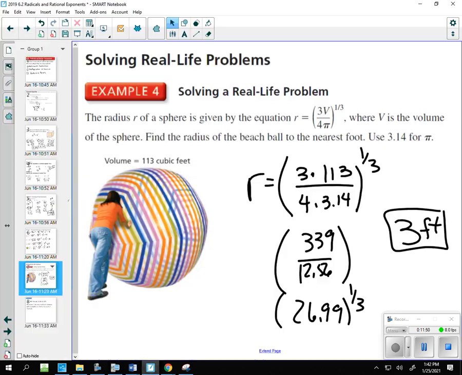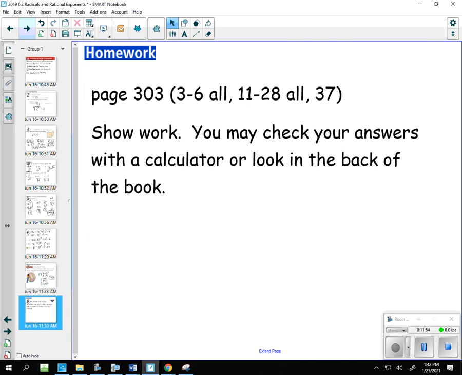So hopefully that helped. Please talk to your teacher if you need anything on how to use a calculator. Your homework assignment is on page 303. Notice it says show your work. You can use your calculator. You can check your answers with the calculator. We are not going to take the calculator away from you, but try to do some of these without a calculator to get to learn how to do radicals without a calculator. So your homework assignment is on page 303. If you have any questions, make sure you talk to your teacher, and good luck.